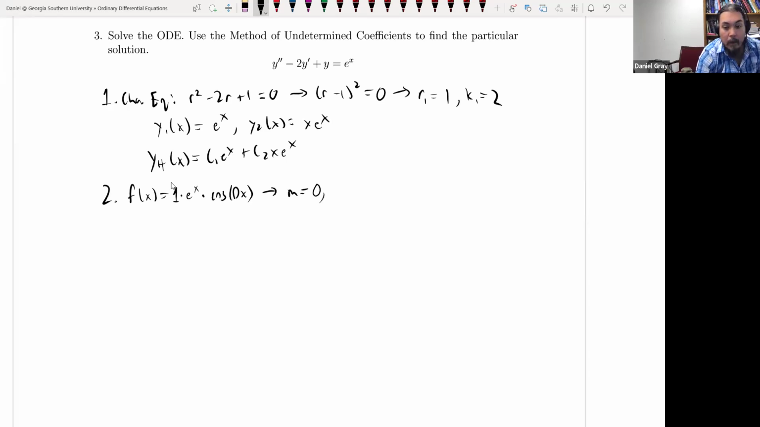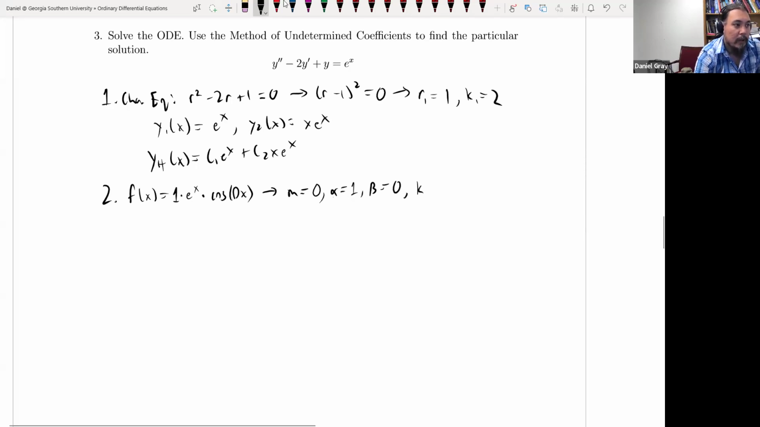It's a 0-degree polynomial, not 1, right? Because if it was a first-degree polynomial, it would be a linear function like ax plus b instead of just a constant. Okay, so m is equal to 0. Our alpha is whatever the coefficient on x is in the exponent of e, which is just 1. And our beta is going to be 0 because it's cosine of 0x there.